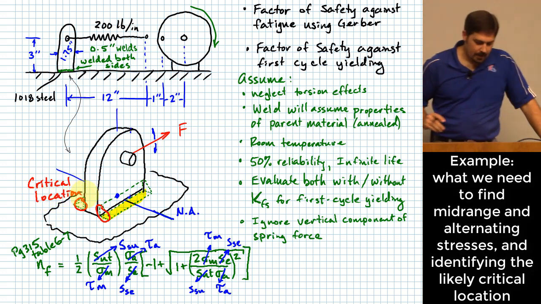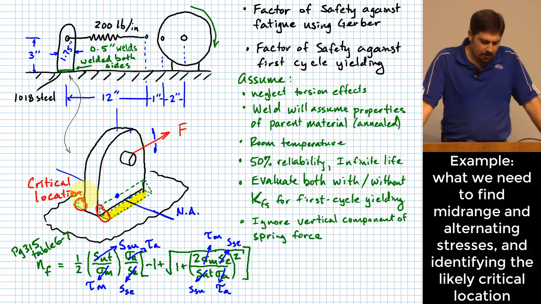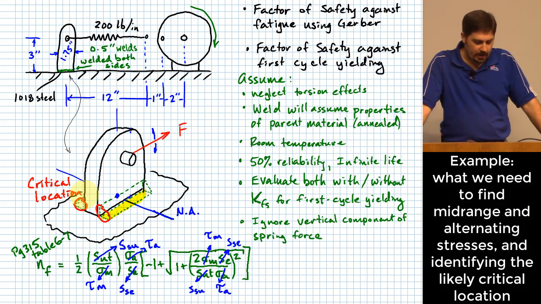Okay, so that's the critical location right back at that end of the weld. How do you think I know that that's the critical location? Why do you think I'm picking that out as being critical?